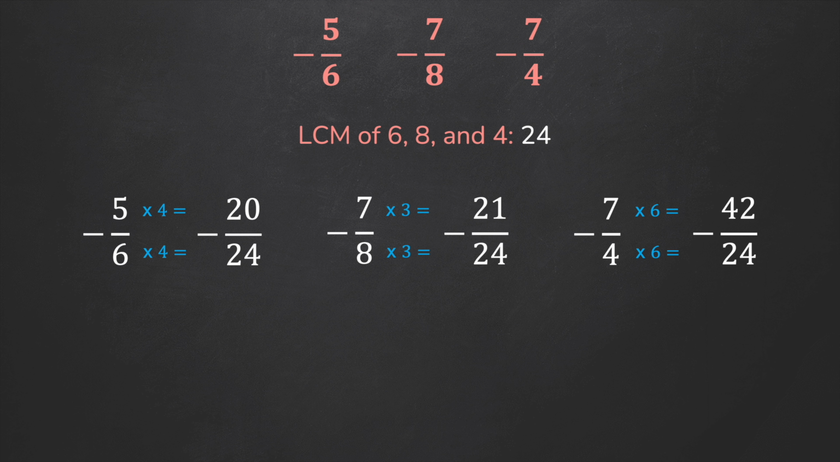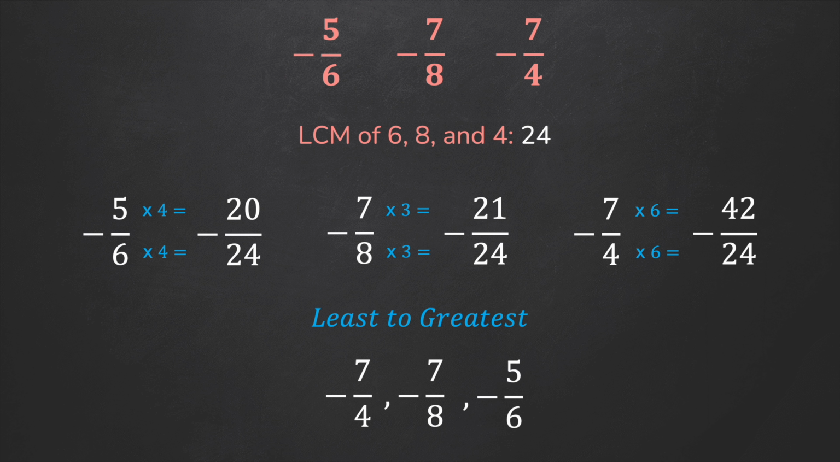Now, whenever we're comparing negative fractions, we have to look for the one that looks like it has the biggest value, and that's actually the smallest because these are negatives. So that would be -42/24, which is -7/4 originally. Then -21/24, which is -7/8. And then -20/24, which is -5/6. So that means that the smallest fraction here is -7/4, meaning it will be farthest to the left.